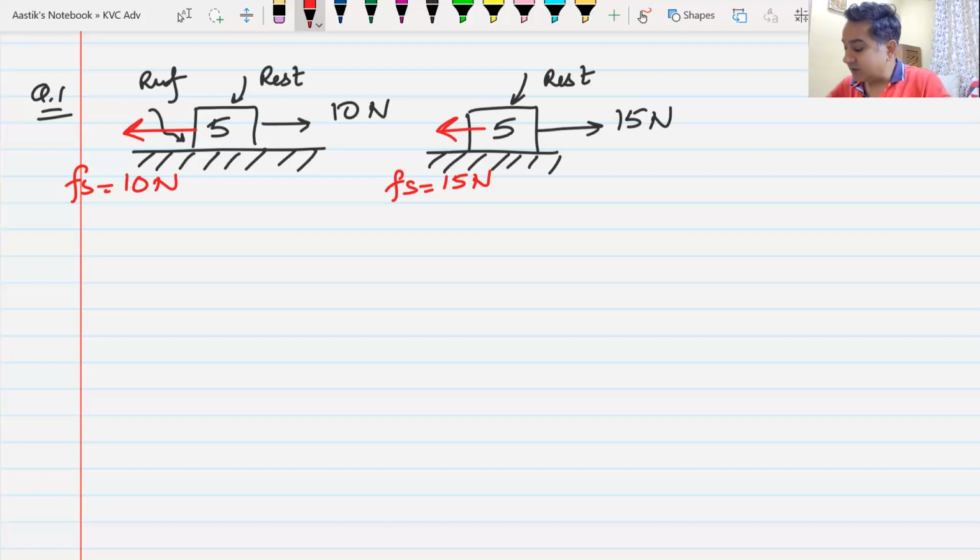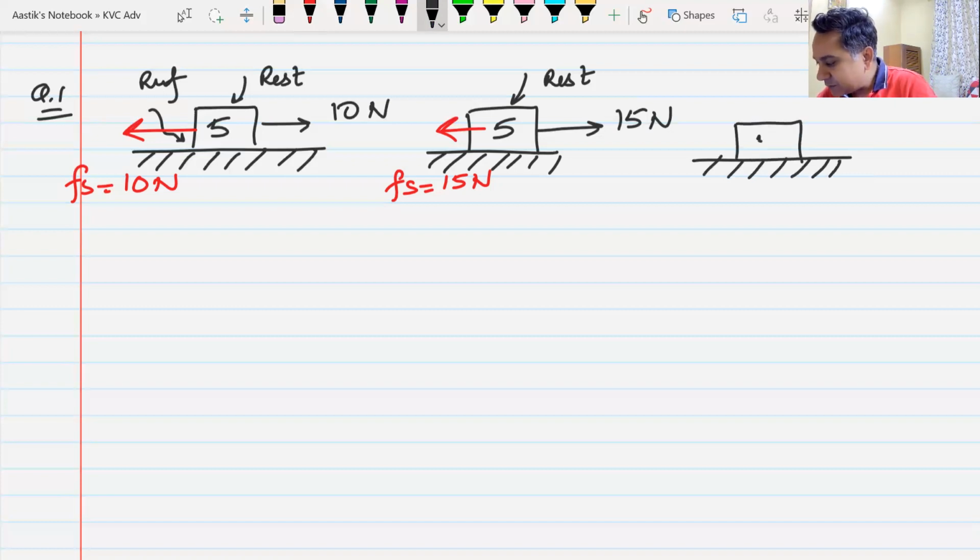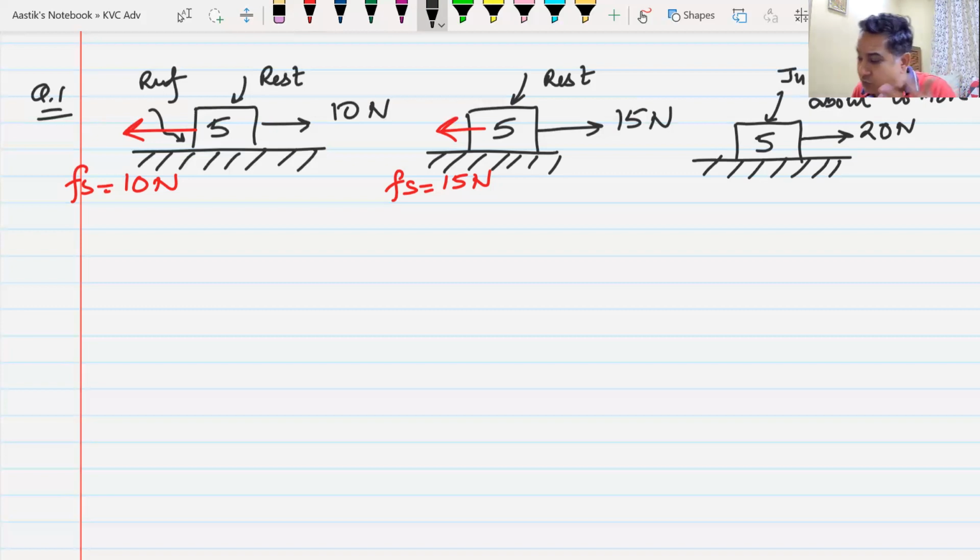Now let us say I take the third case, and I write it like this. Again, I am just making a fictitious case. I put a force of 20 newtons, and this is the word that we use. The body is just about to move, or it has just moved.